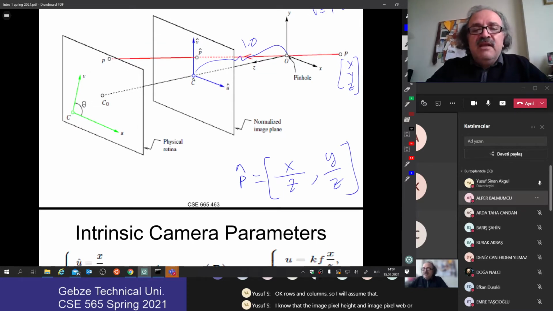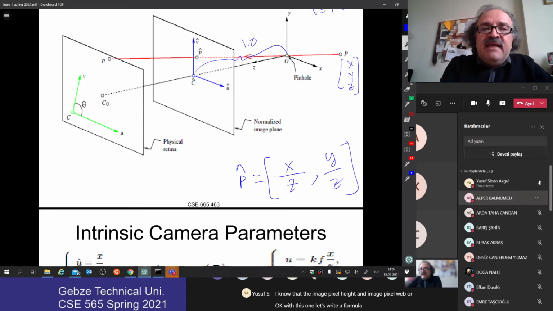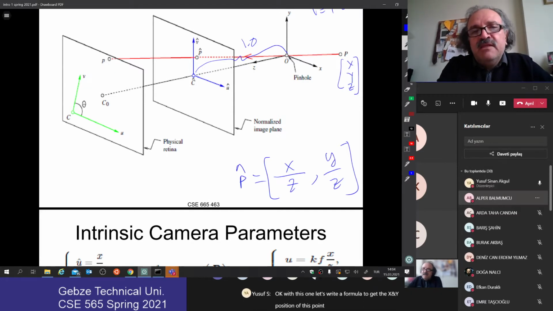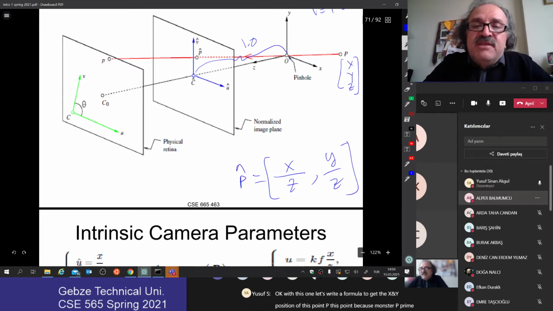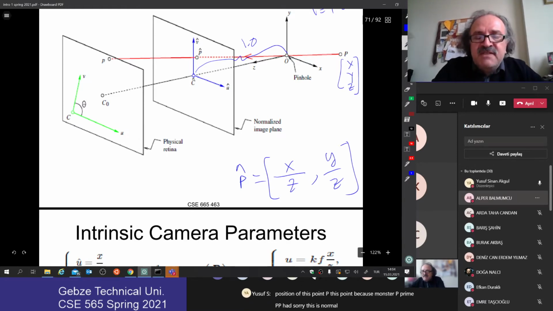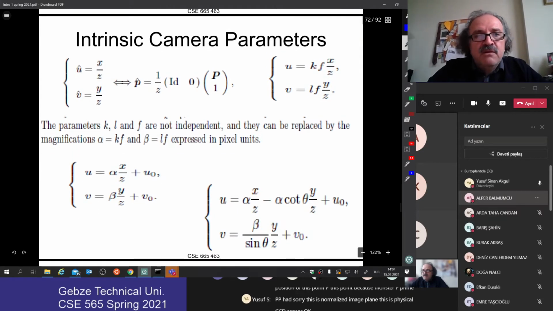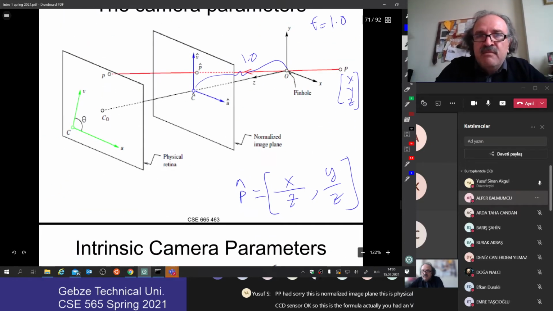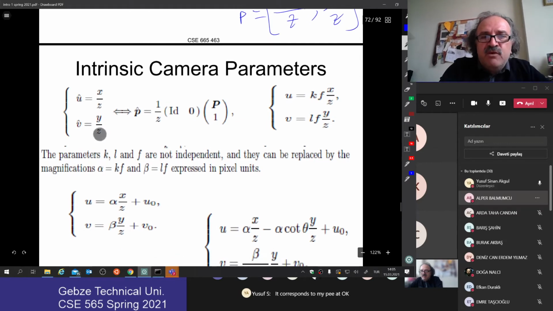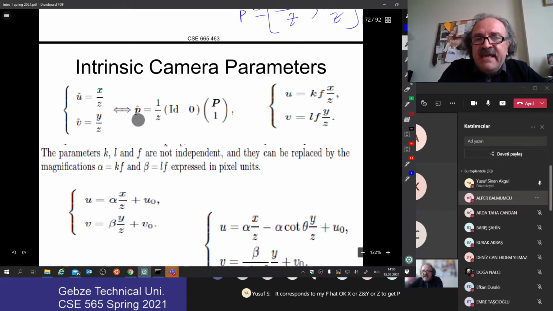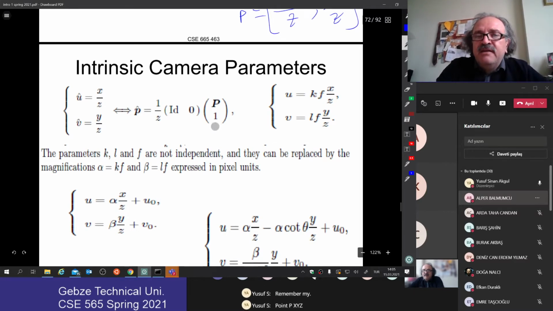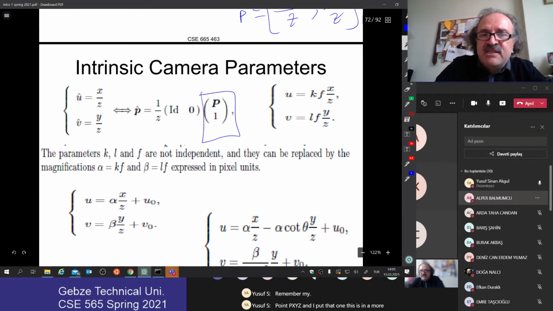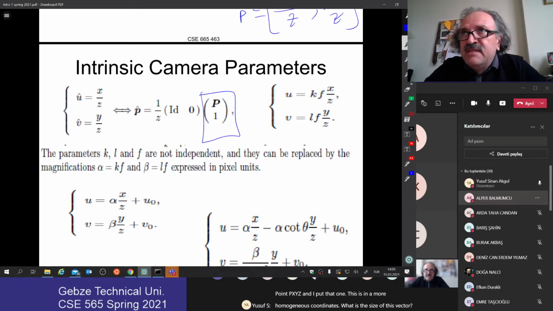Okay, with this one, let's write a formula to get the x and y position of this point P. This point P corresponds to P prime, P hat. This is the normalized image plane. This is the physical CCD sensor. So this is the formula actually. U hat and V hat correspond to my P hat, x over z and y over z. To get P hat, remember my point P, x, y, z, and I put a 1. This is in homogeneous coordinates. What is the size of the vector that I framed with the blue line?